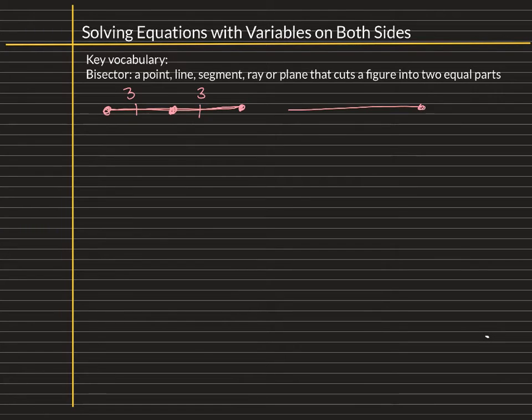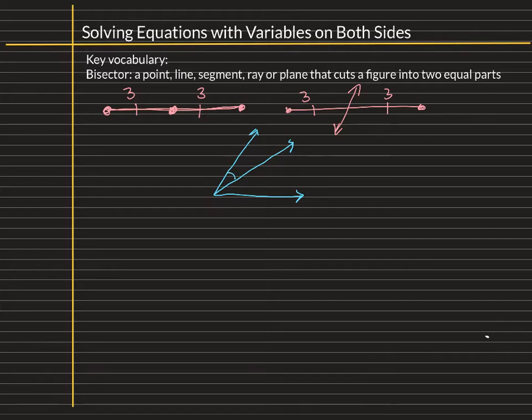I can create the same exact picture, but instead of using a point in the middle, I can use a line. However, you'll see that each part is still congruent. Everything's the exact same except for what I use as my bisector. We can also cut angles in half.